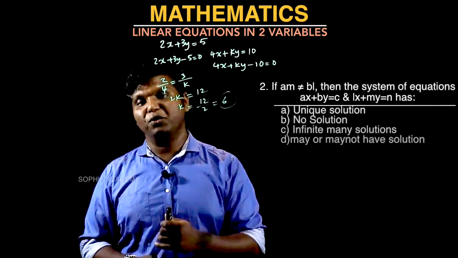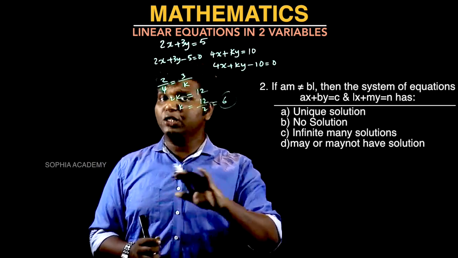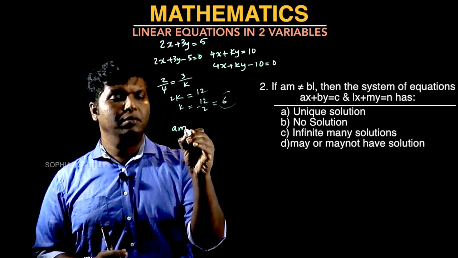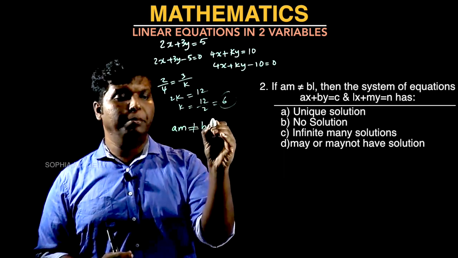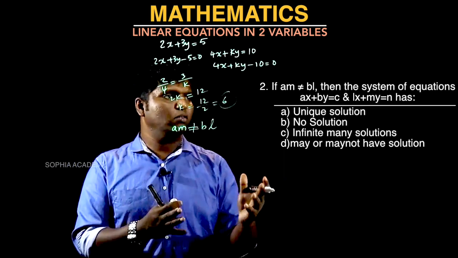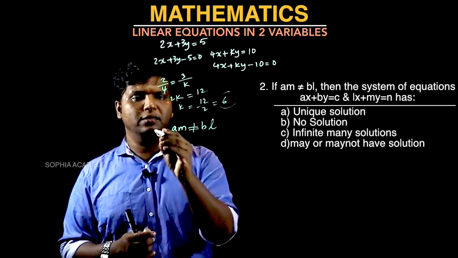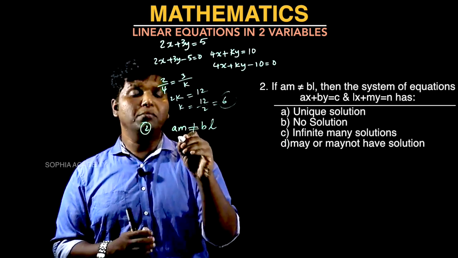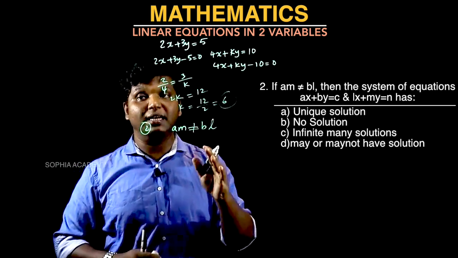Here goes the next question before you. If AM is not equal to BL, see the condition? AM not equal to BL. Oh, that's a condition which we haven't written here, right? Let's go forward. Okay, this is the second question. So AM is not equal to BL, this is the condition given here.